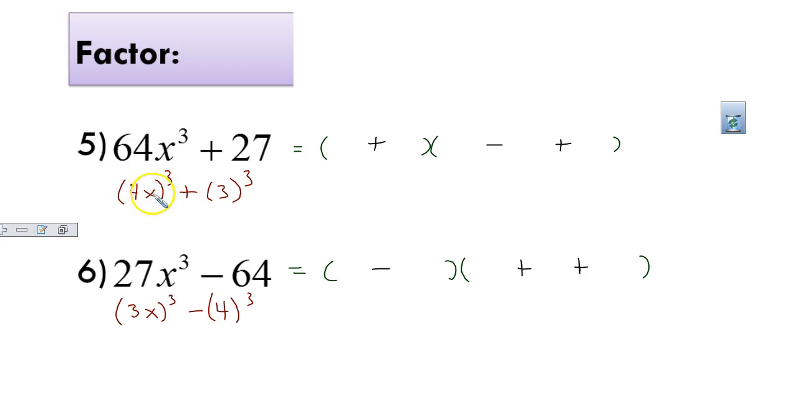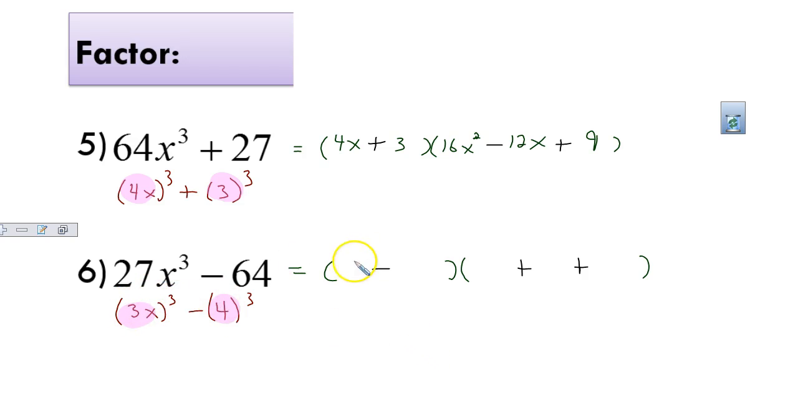Now, when I'm squaring 4x, I've got to square both the 4 and the x, right? So that's a little different here, maybe. But we first start off in our first parentheses with exactly 4x and 3. That doesn't change. It's whatever we ended up with when we took the cube roots. For the second parentheses, 4 squared and x squared is 16x squared. 4x times 3 is 12x. And then 3 squared is 9.